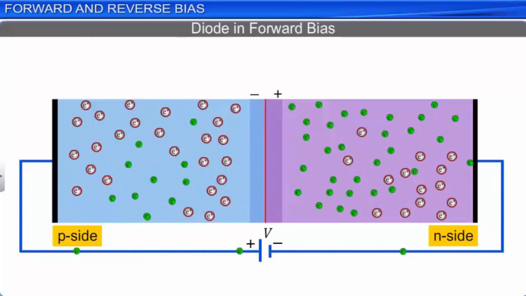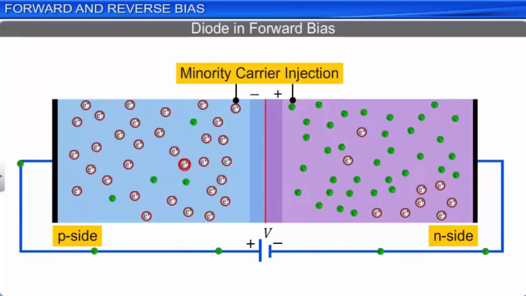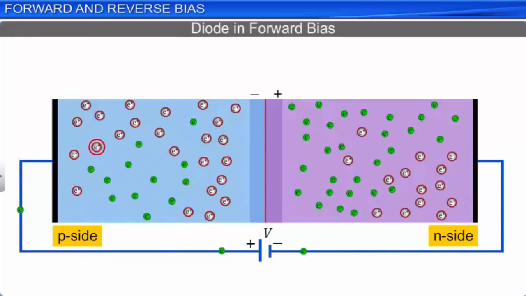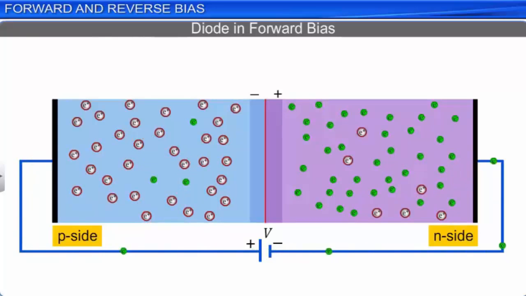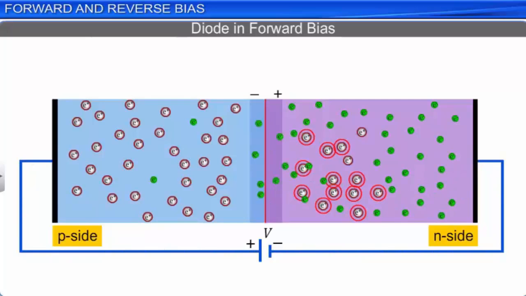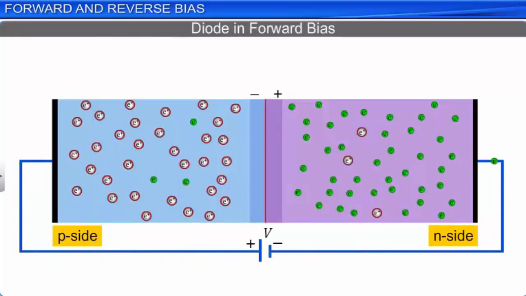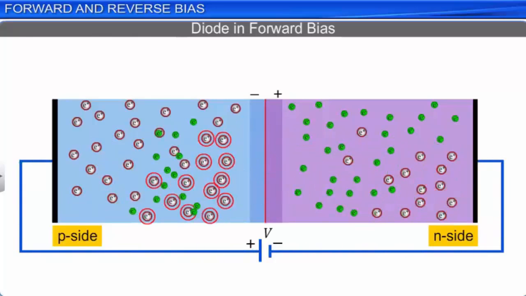As a result of the minority carrier injection in a forward biased diode, the diffusion current increases much above its equilibrium value. But the drift current remains almost unaffected since the rate of formation of electron-hole pairs is almost constant and is independent of the electric field applied by the battery.